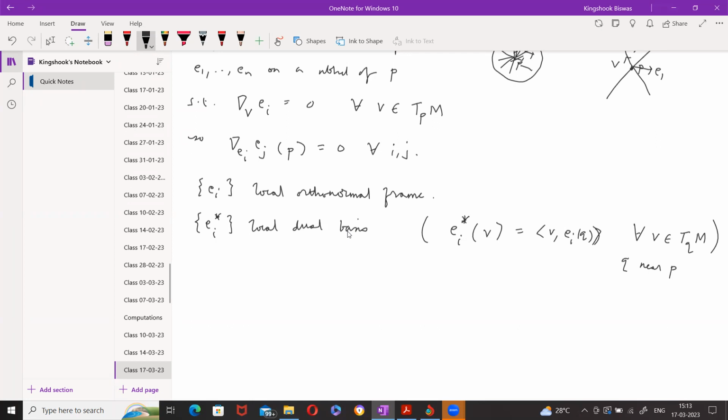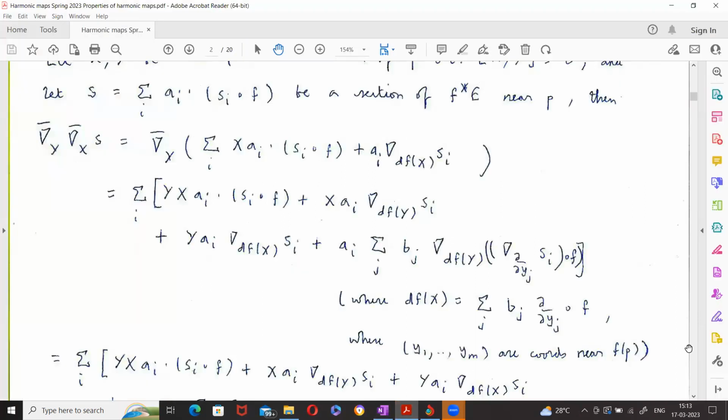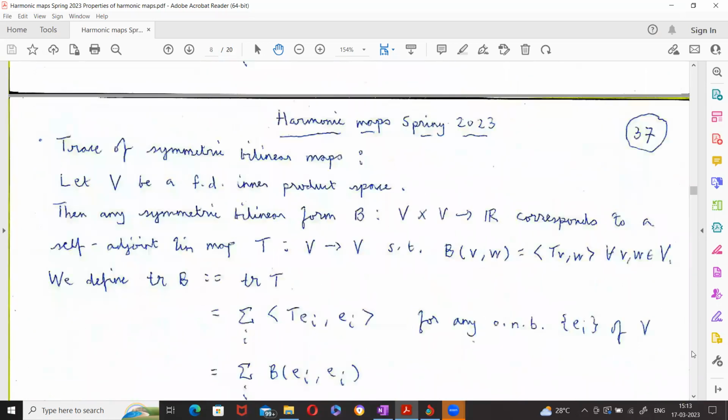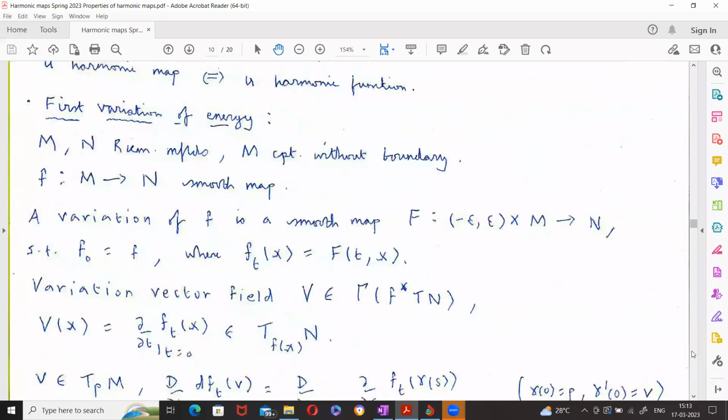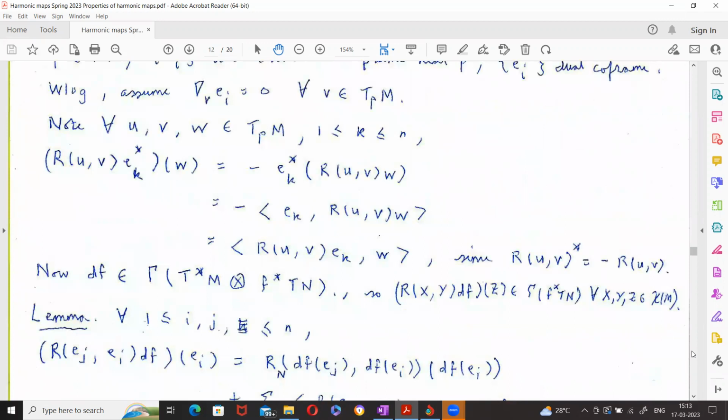Now we already computed the curvature of the dual bundle. So that satisfies R of E_j, E_i acting on some E_k star. We did prove this formula.